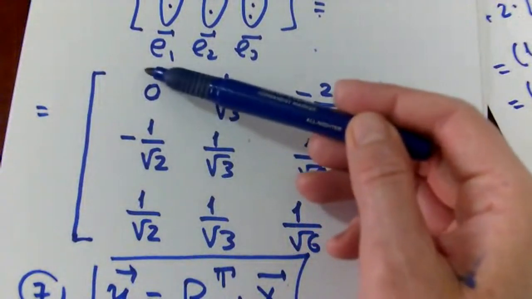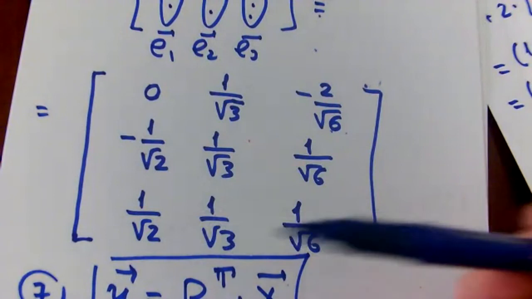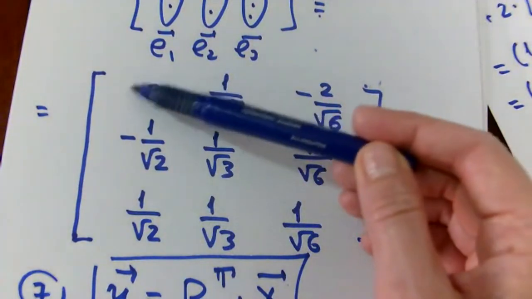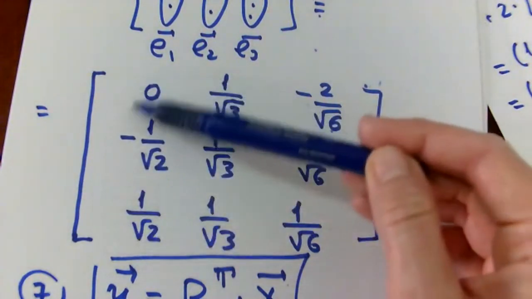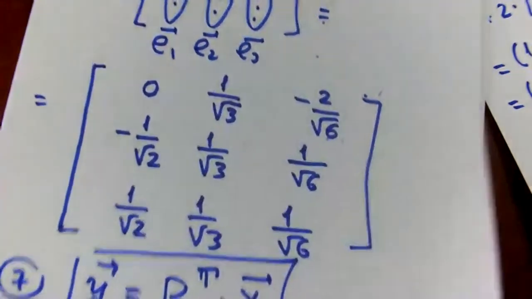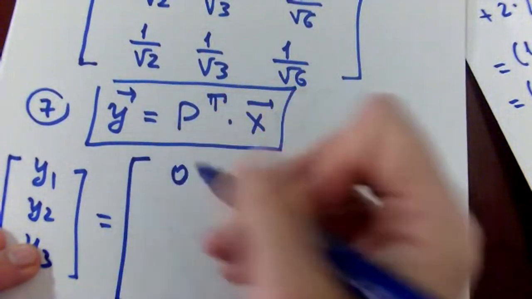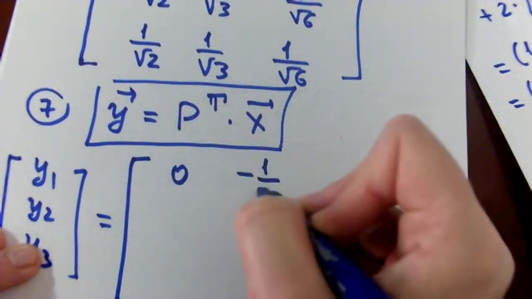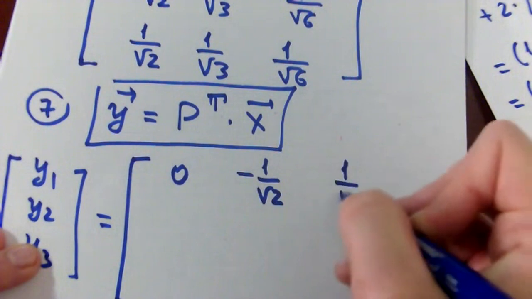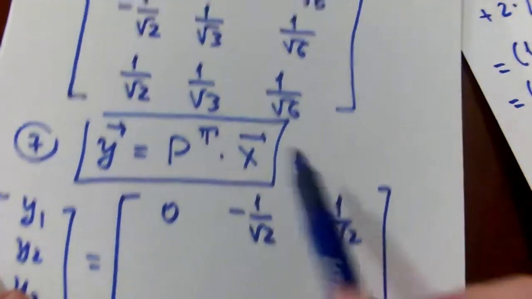So, for example, transposing means changing the roles of rows and columns in a matrix. It means that this guy was the first column in matrix P, but in the transpose it becomes the first row. So let's rewrite these coordinates as the first row. So it will be 0, minus 1 over square root of 2 and 1 over square root of 2. So this guy became our first row.